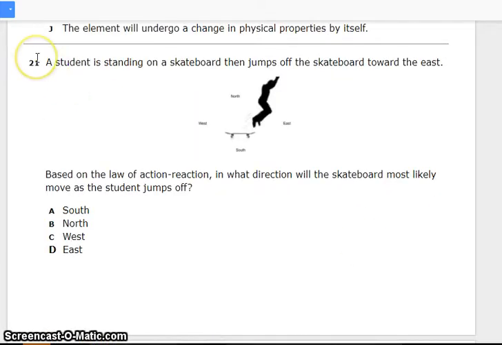Number 21. A student is standing on a skateboard, then jumps off the skateboard towards the east. Based on the law of action-reaction, in what direction will the skateboard most likely move if the student jumps off? A, it will move to the south. B, it will move to the north. C, it will move to the west. And D, the skateboard will move to the east.